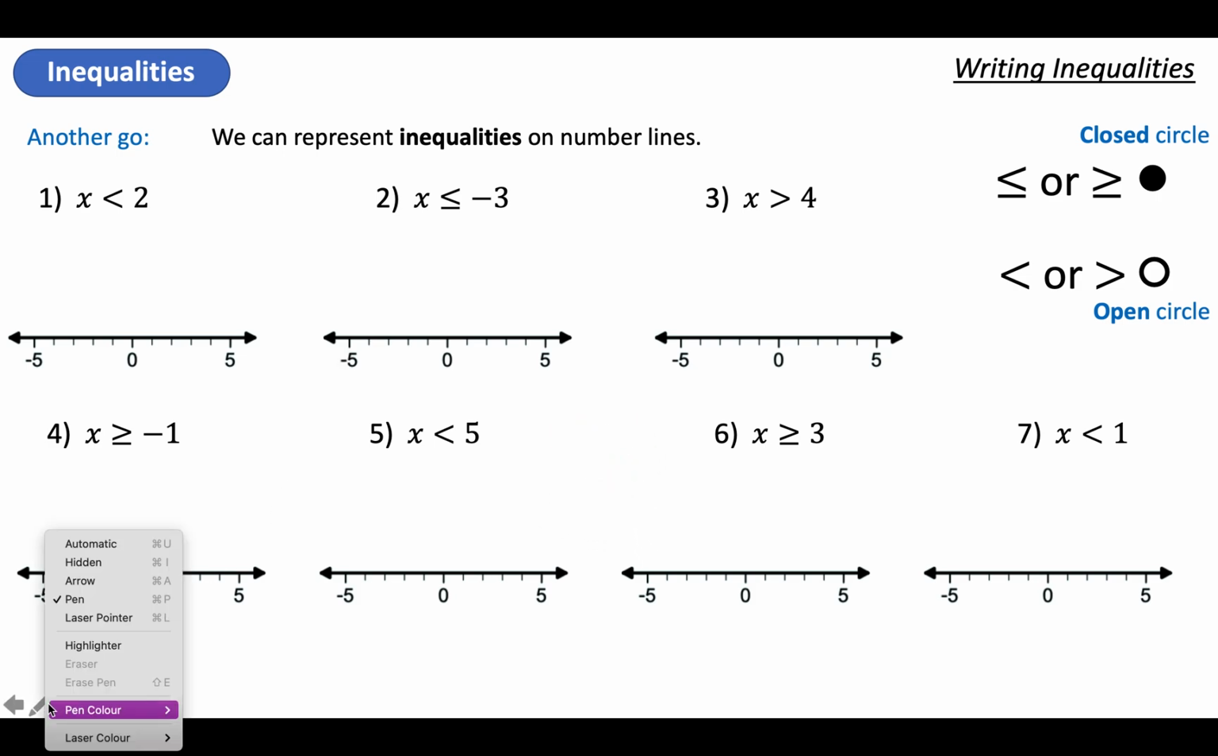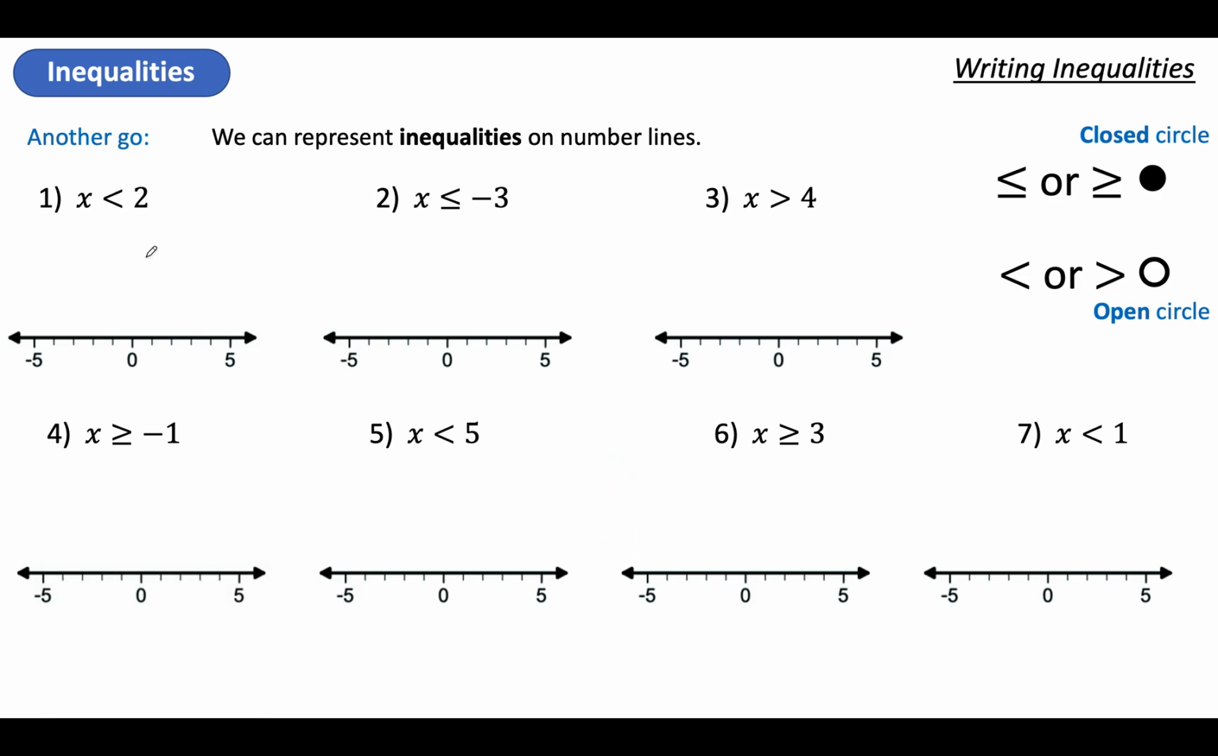Okay, I've unpaused. I'm going to change to blue. I don't know why it's changed to red again. Okay, let's go for 2. So x is less than 2. I need an open circle and an arrow to the left because it's less than 2.